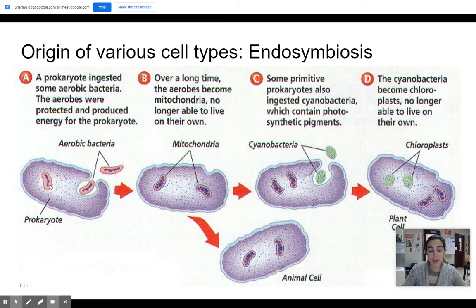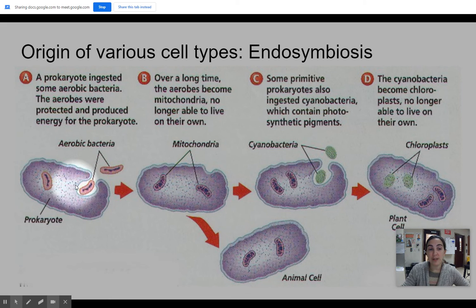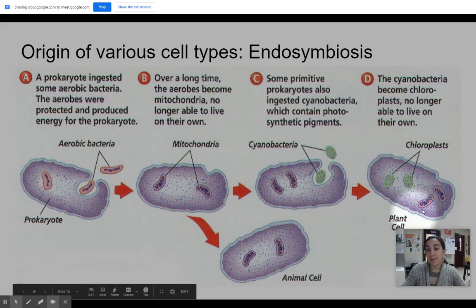So those early aerobic bacteria that were ingested first, over time, evolved in such a way that they became dependent on that host cell and they couldn't live on their own anymore. And they evolved into the organelles that we have in our cells that use oxygen to produce energy. They became the mitochondria. We know these came first because all cells, both plant cells and animal cells, have mitochondria. So we know those aerobic bacteria had to be ingested first.